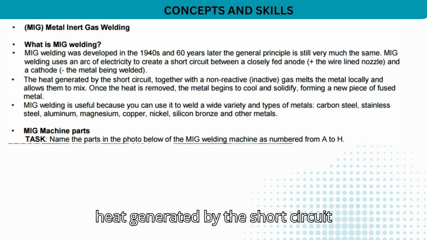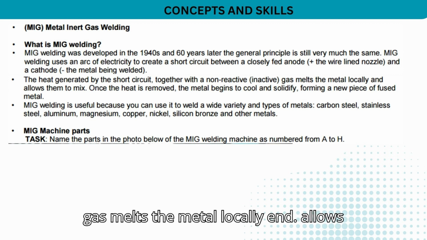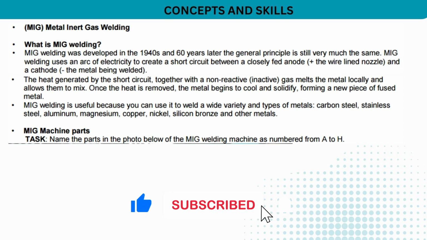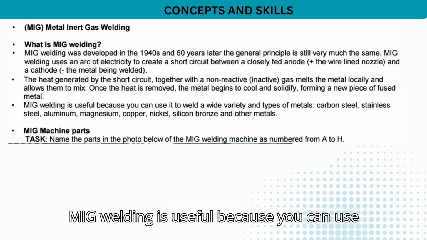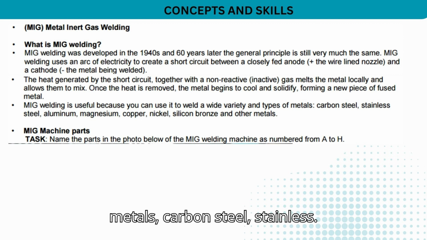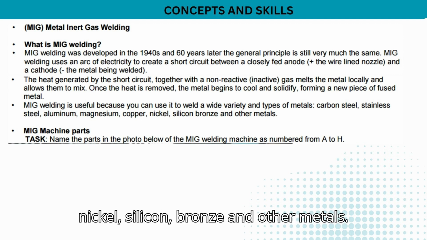The heat generated by the short circuit, together with a non-reactive, inactive gas, melts the metal locally and allows them to mix. Once the heat is removed, the metal begins to cool and solidify, forming a new piece of fused metal. MIG welding is useful because you can use it to weld a wide variety of metals: carbon steel, stainless steel, aluminum, magnesium, copper, nickel, silicon, bronze, and other metals.